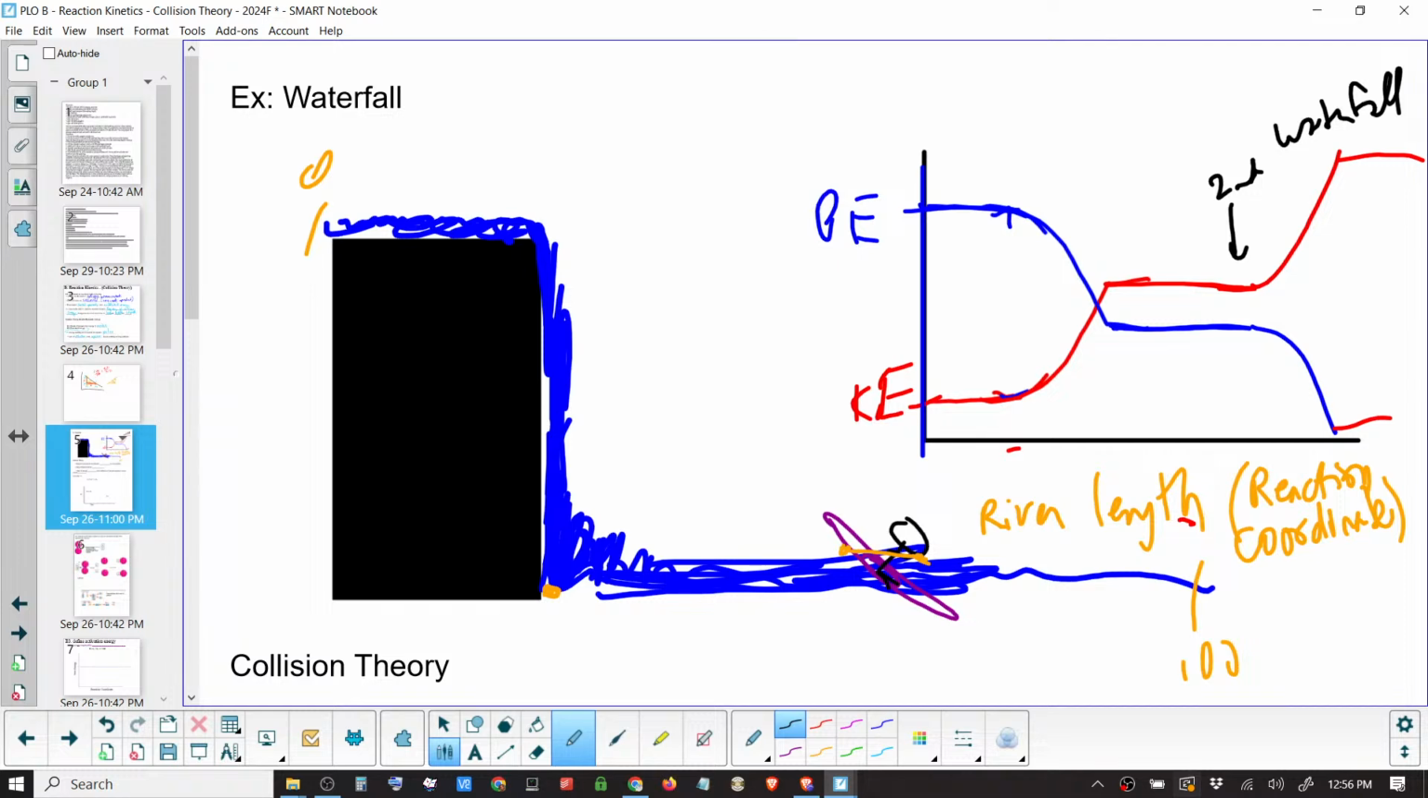I don't understand why the potential energy wouldn't drop when he is, if there is no more drop, like there's not another drop, wouldn't the potential energy just go all the way to the bottom? Because there's nothing else to drop off of.